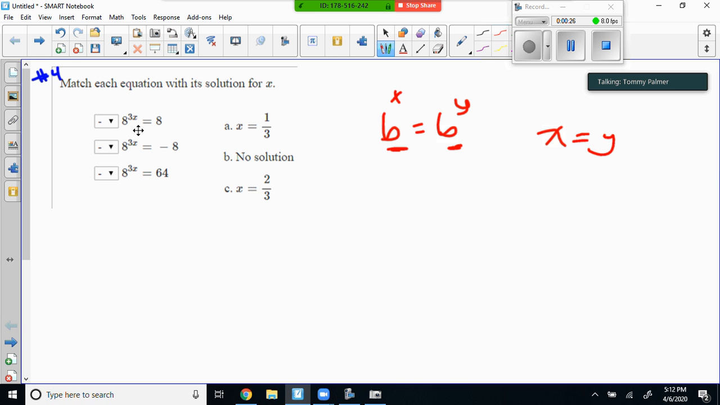Well, the first one we have 8 to the 3x equals 8 to the, well, that's a power of 1. And in doing that, since our bases are the same, we can say 3x is equal to 1, and then turn around and divide both sides by 3 to solve for x, so x equals 1/3. So A would go with the first one.